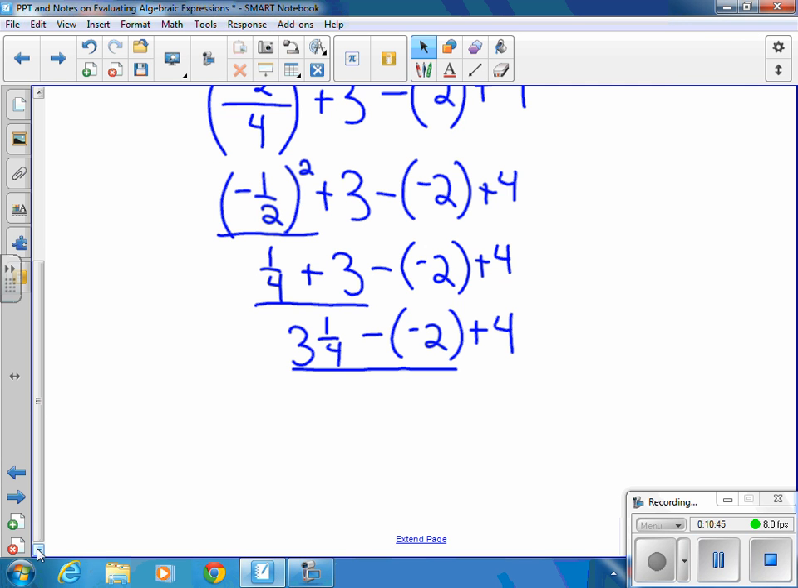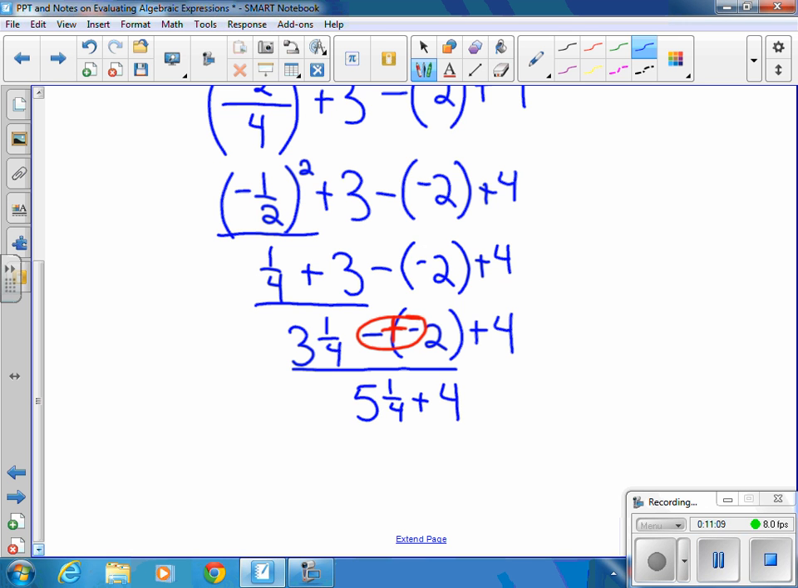Okay, now I need to do this part right here. Remember, we already talked about this. We don't like double signs. So let's get rid of these double signs here. And 2 negatives right here means it's going to become a positive. That means I'm going to add. So again, makes my life a little easier. Adding is a little bit easier than subtracting. So I have 3 1/4 plus 2. That gives me 5 1/4 plus 4. And all I have to do now is add this up. And I get 9 1/4.